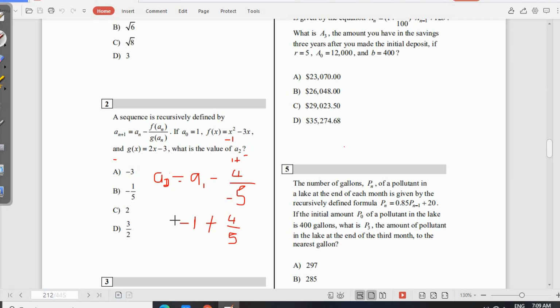Switch this around. We have 5 times minus 1, that's minus 5. Minus 5 plus 4 all over 5. And what's that? Minus 5 plus 4 is minus 1 over 5. And we have seen the answer already. 5 times 1 minus 1, minus 5 plus 4 over 5.